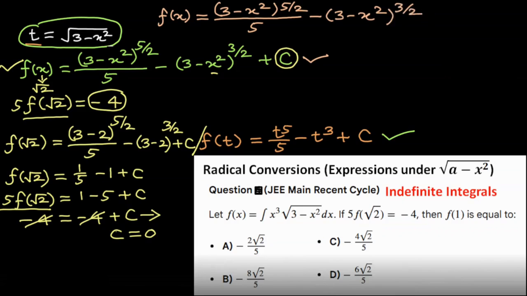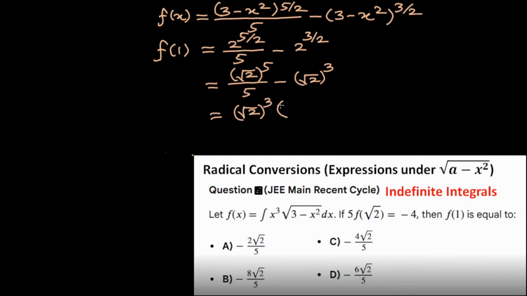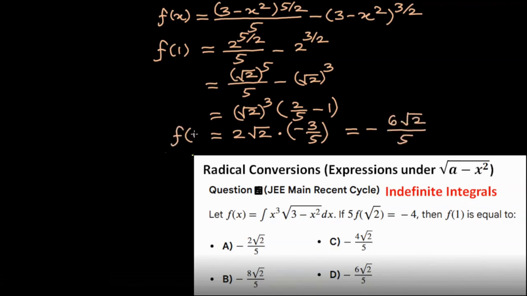Now the final task, f(1): (3 minus 1, which is 2) power 5 by 2 upon 5 minus 2 power 3 by 2. That is root 2 power 5 upon 5 minus root 2 cube, into root 2 square, 2 by 5 minus 1, 2 root 2 into minus 3 by 5, which is minus 6 root 2 upon 5. This is f(1). Hence, the correct answer option here is D, minus 6 root 2 by 5. This one here.